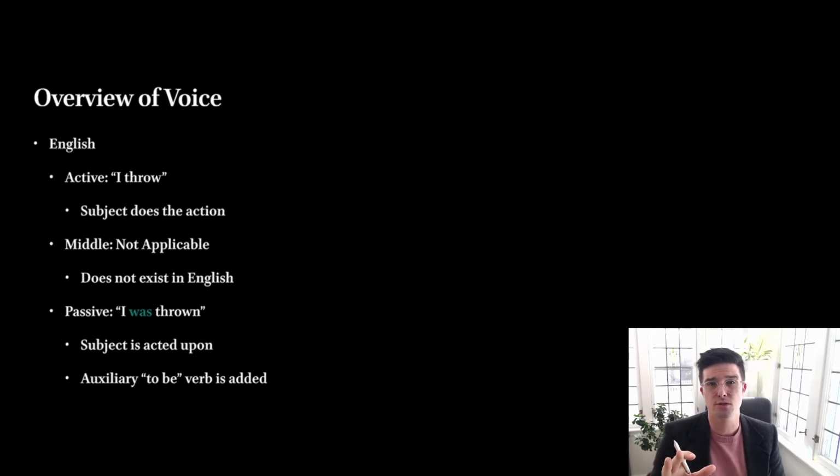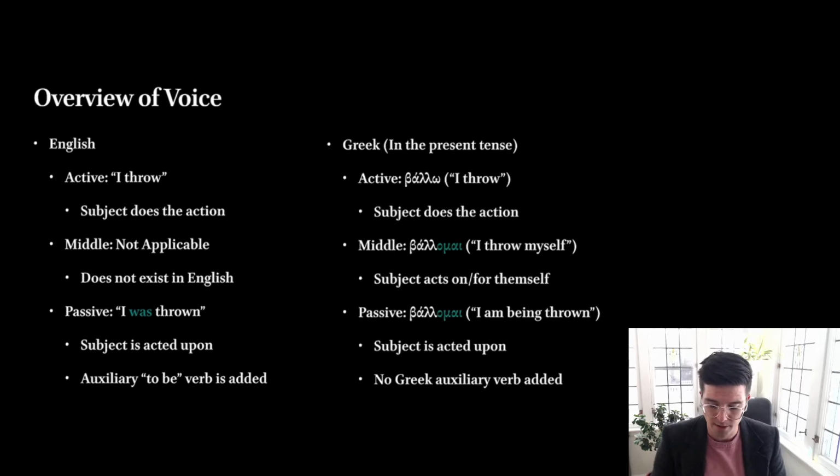And after we introduce the forms of the middle and the passive, we'll talk about the way that the middle functions in Koine Greek. But here we have our middle in Greek, where the subject is again acting on or for themselves in some way. And we're going to see four different ways that a subject can act for themselves, on themselves, or for their own advantage. So our overview here of the Greek voices: the active, which is familiar to us, where the subject does the action; the passive, where the subject is acted upon in some way; and then the middle, where the subject acts for him or herself.